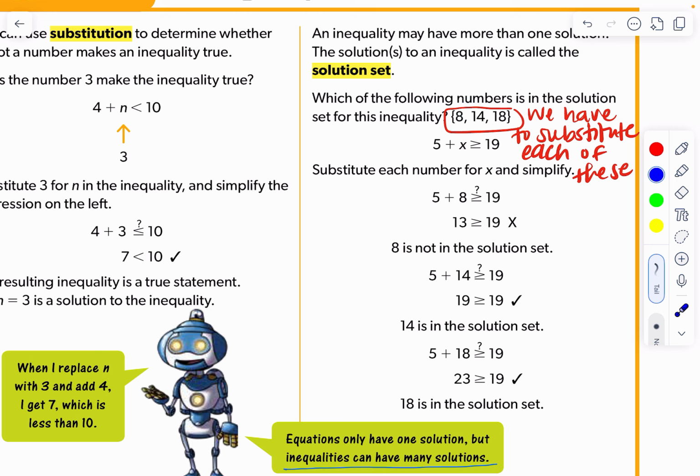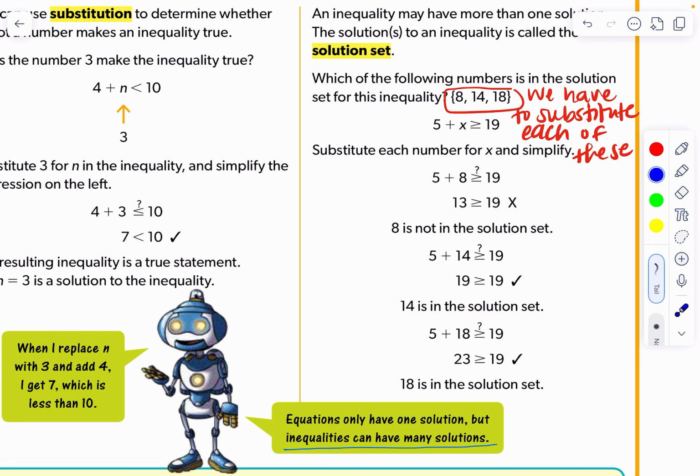We're not done because, again, they gave us a solution set. They gave us 3 numbers that we have to substitute. We only just did 8, so now let's jump into 14. Same thing. Instead of doing 5 plus x, we are now going to do 5 plus 14. 5 plus 14 is 19. Is 19 greater than 19? No. But is 19 equal to 19? Yes, it is. So this works. 14 is in the solution set.